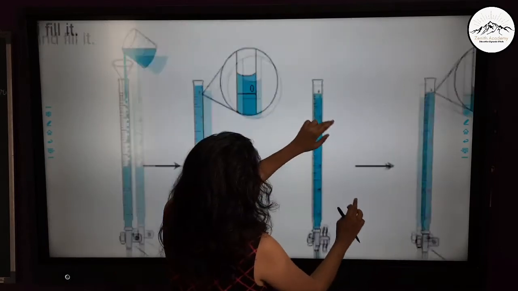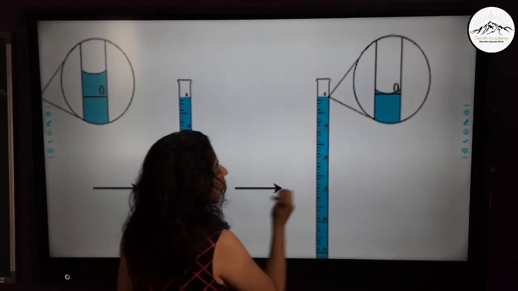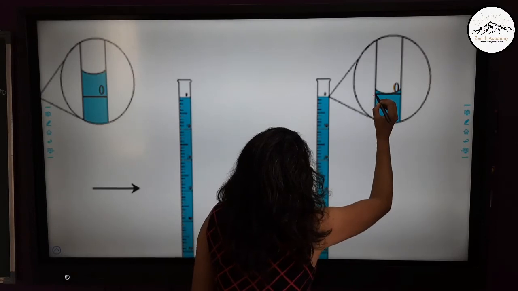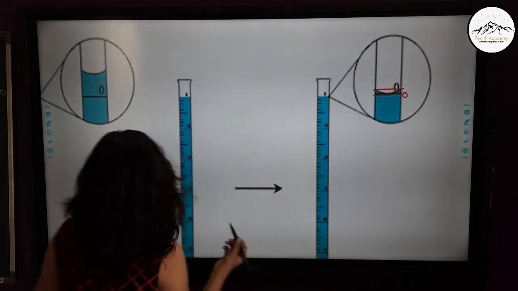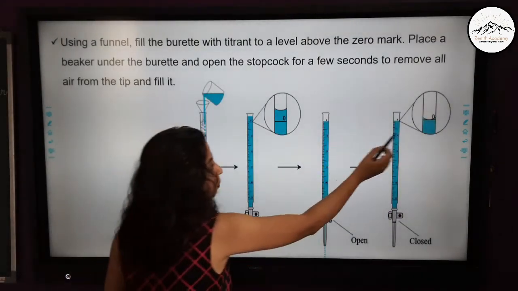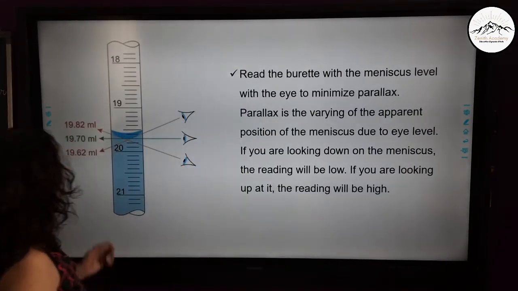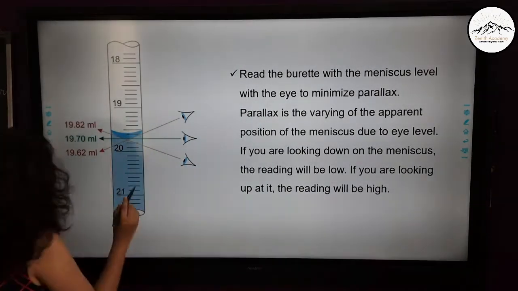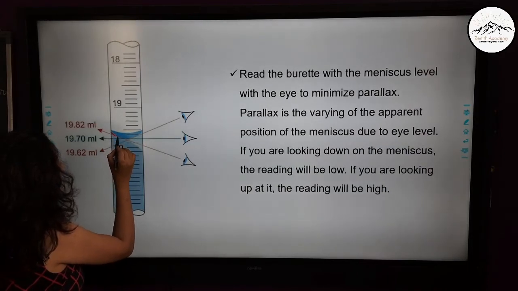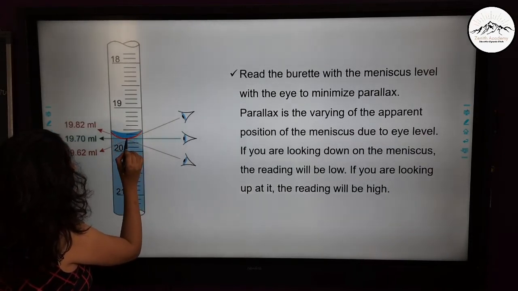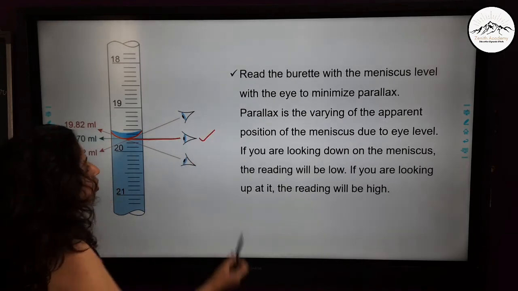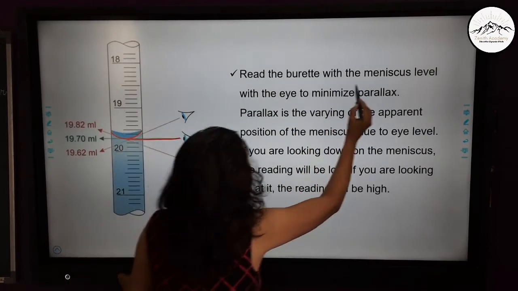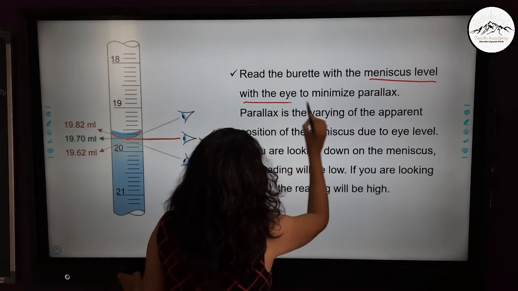Now here also you have to be very careful. You can see this is the lower meniscus, which is at 0, and this is the upper meniscus. So you have to measure the lower meniscus. This is how you will fill the burette and keep it at the 0 mark. Now when you are taking the reading, you can see here that this is the meniscus, so you are measuring the lower meniscus. This is the correct position of your eyes. Read the burette with the meniscus level with the eye to minimize parallax.